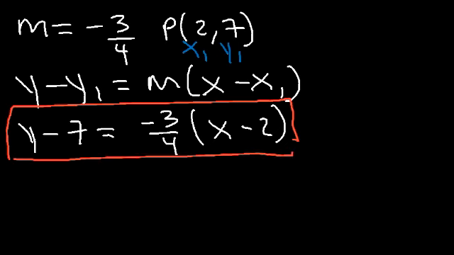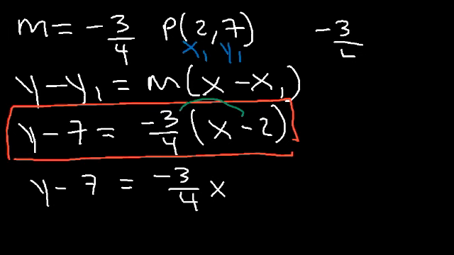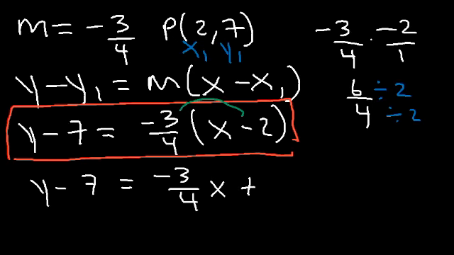So now let's distribute the negative 3 over 4. So we're going to have negative 3 over 4x. Now what's negative 3 over 4 times negative 2? 3 and 2 is 6, so it's 6 over 4, which we can divide by 2 to reduce it. Half of 6 is 3, half of 4 is 2, so it's going to be plus 3 over 2. And now let's add 7 to both sides.